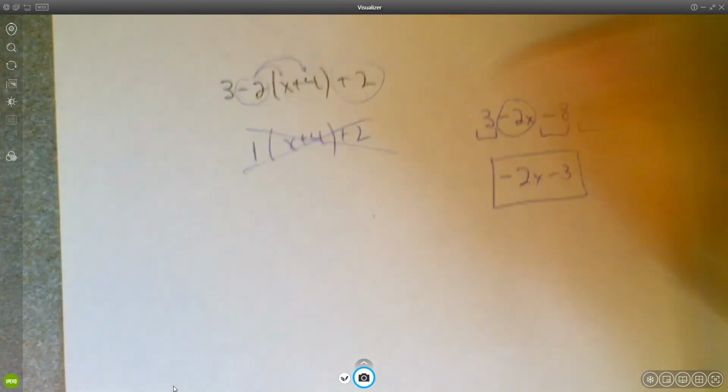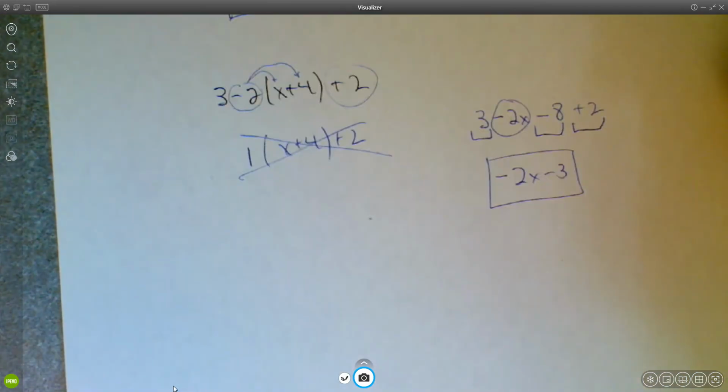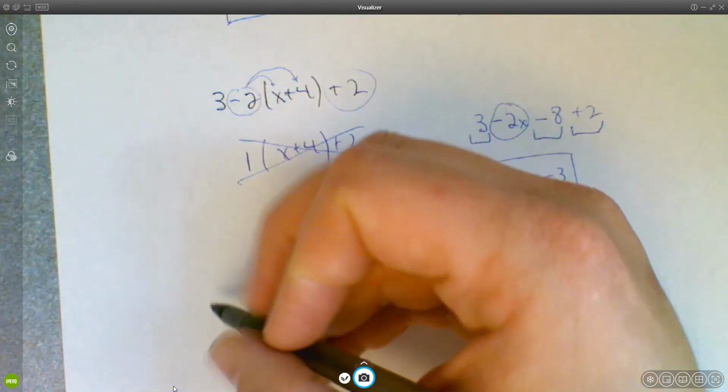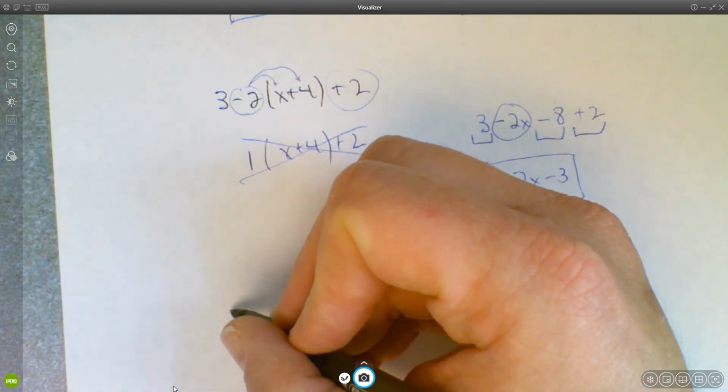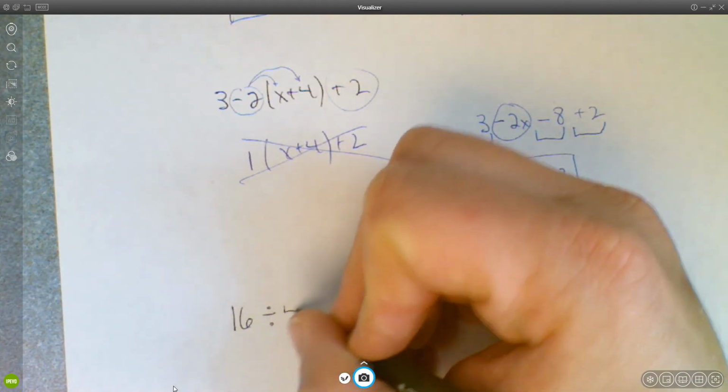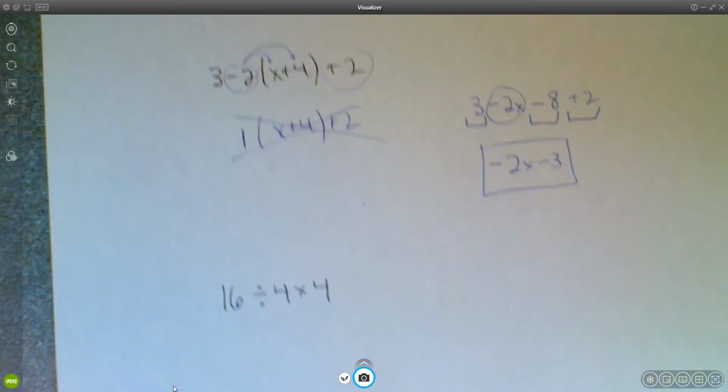So let me show you what I mean. Oh, I'll have to think of a good example here. So let's think. Let's say that you wanted to do something like 16 divided by 4 times 4. Oh, I hope this works out.